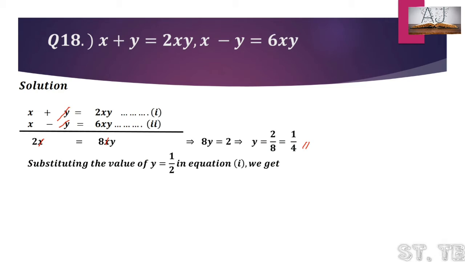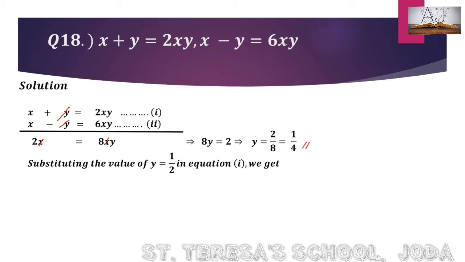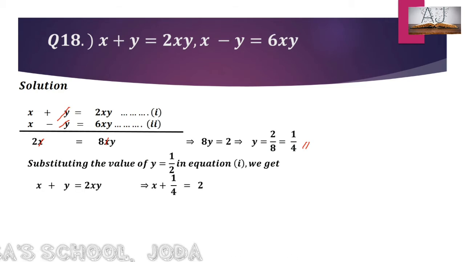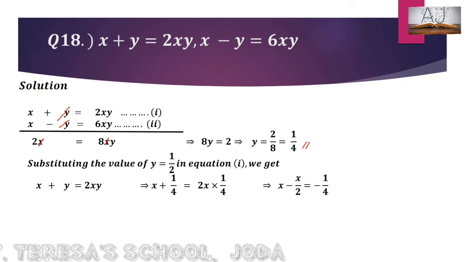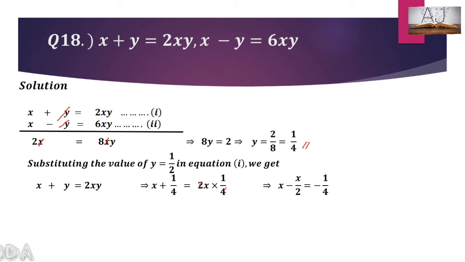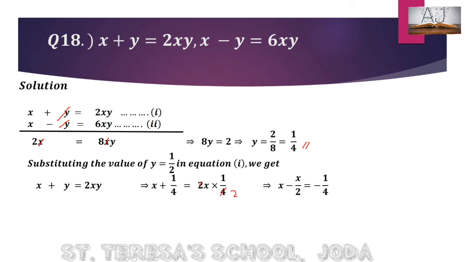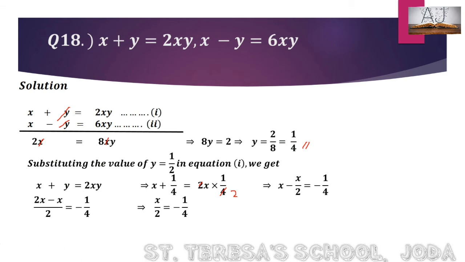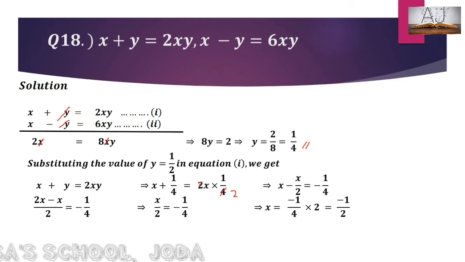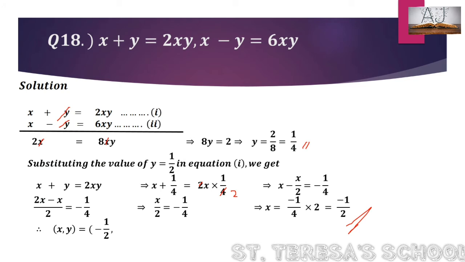In any one of the equations you can substitute. So suppose I'm substituting in the first equation. So in place of x plus y equal to 2xy, in place of y, x plus 1 by 4 equal to 2x into, yes, once more 1 by 4. Two places y are there. Now this 2 and 4 get cancelled. So we get x by 2. So x plus 1 by 4 equal to x by 2. Bring x by 2 to the left side and 1 by 4 to the other side. Then take the LCM and get the value of x. So the value of x comes minus 1 by 2.